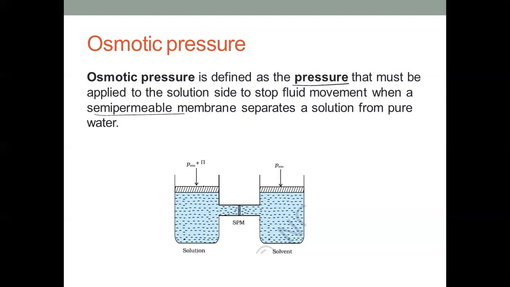See, if I'm applying some pressure on this solution, and there is a semi-permeable membrane in between these two, here it's solvent and solution. So the movement will take place from lower concentration to higher concentrated solution, right? So the solvent molecules will move in this direction.